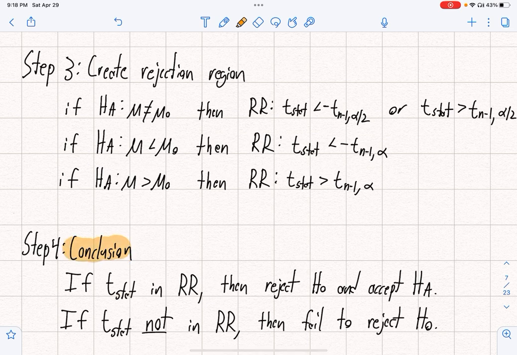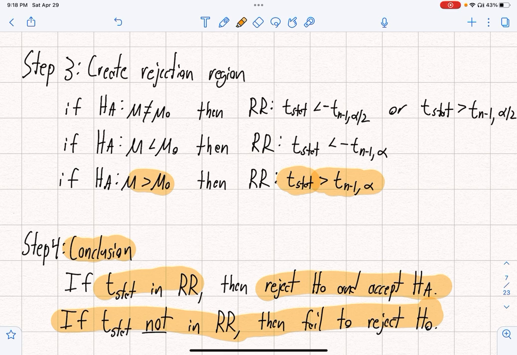Okay, let's take another example. Let's say we were doing mu bigger than mu naught. Then we would reject if t-stat is in the rejection region. What does that mean? That means our test statistic t-stat is greater than positive t n minus 1 alpha. And if that was the case, we would reject the null hypothesis and accept the alternative. Now, of course, if t-stat is not in the rejection region, then we fail to reject H naught.